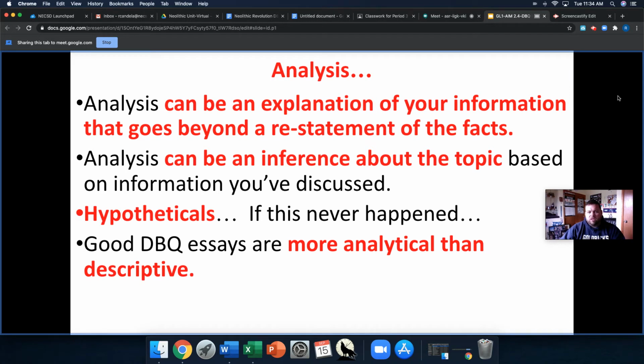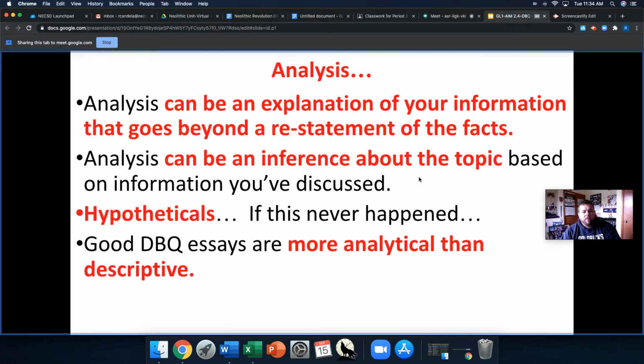the facts. So basically what you're doing is you're telling someone what, how and why is a certain thing important? What does it have to do with anything else? Another good definition that a student of mine used a year or two ago was that analysis can be an inference about the topic based on information you've discussed. So it's kind of what you can infer about the topic. And I know this sounds kind of difficult to understand.